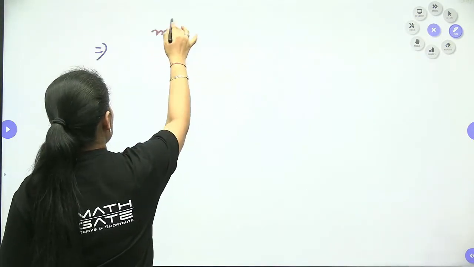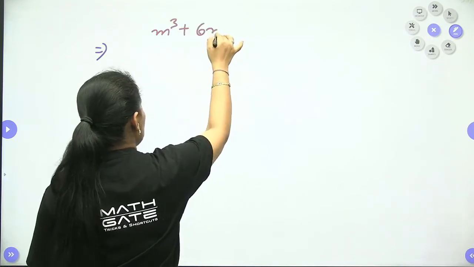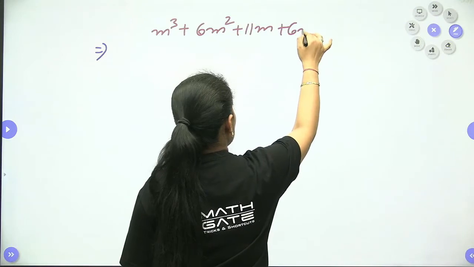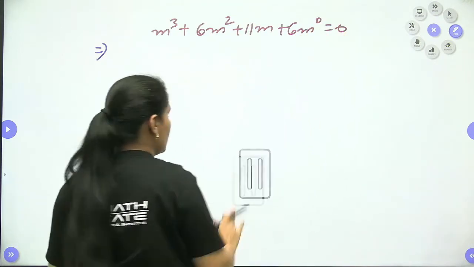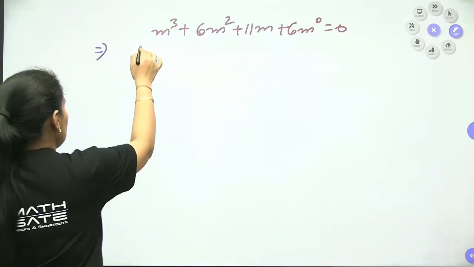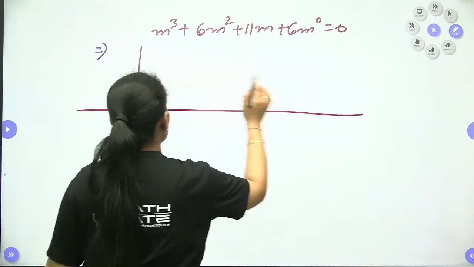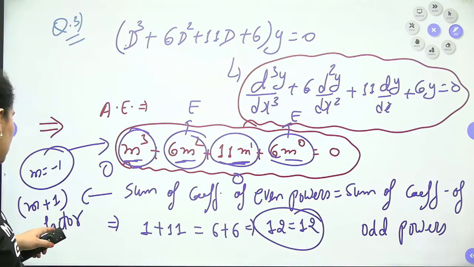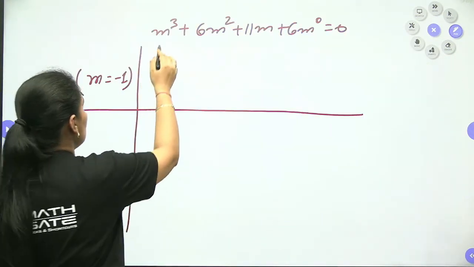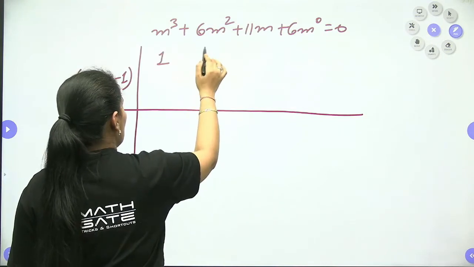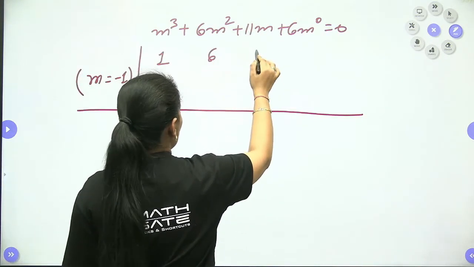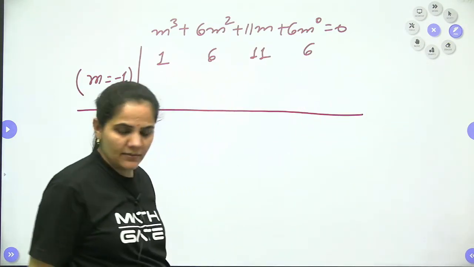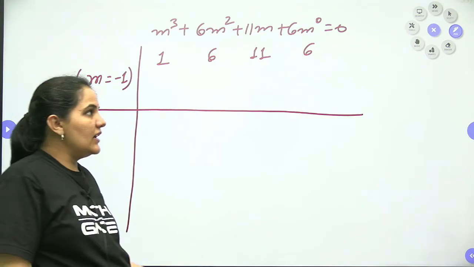So let me write down here, the equation is m cube plus 6m square plus 11m plus 6m to the power 0 is equal to 0. Okay, now let's approach it here. So we will start with the coefficients, and here we know very well m is equal to -1 satisfies the equation. Yes, exactly. So let's start with the cubic. The coefficient of this one is 1, the coefficient of power 2 is 6, the coefficient of power 1 is 11, the coefficient of power 0 is 6, and we don't have any other constant term here, yeah. So we can leave that.